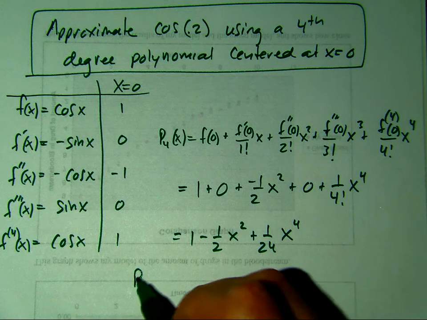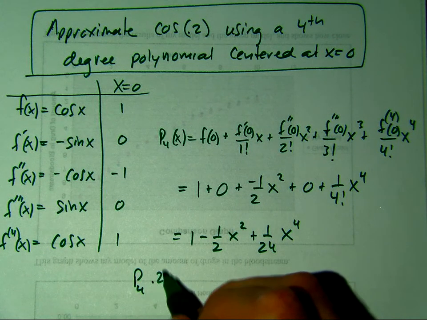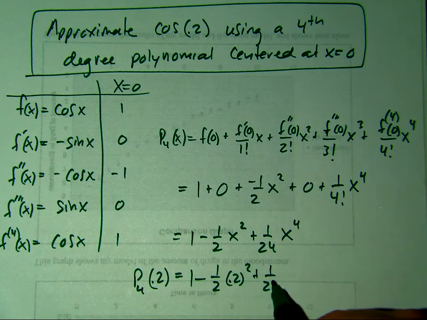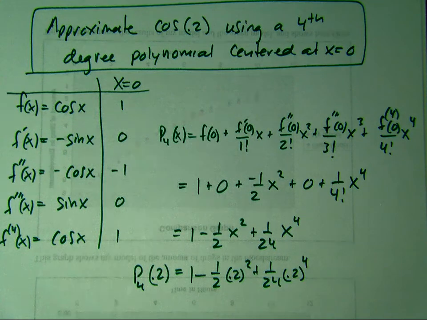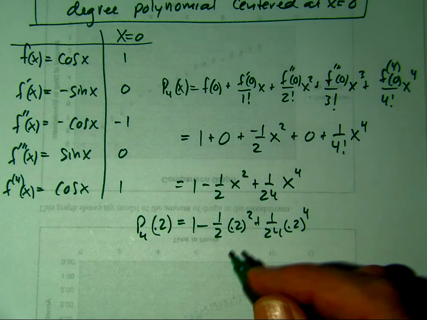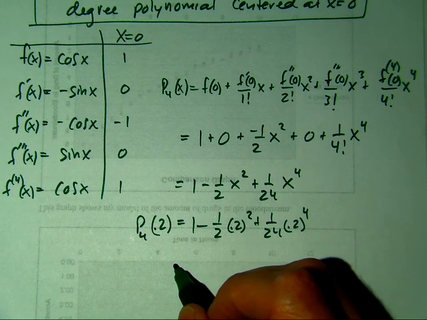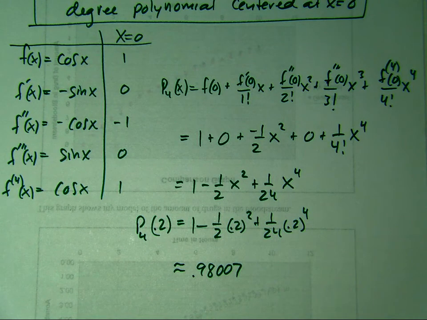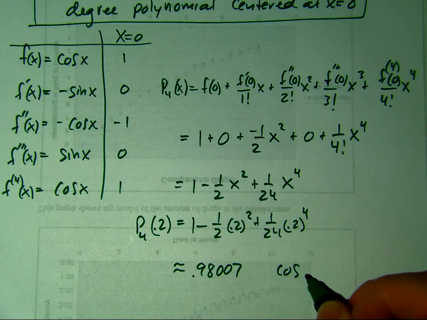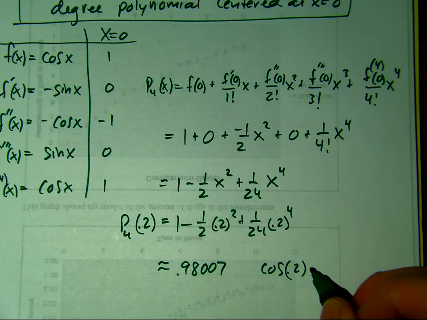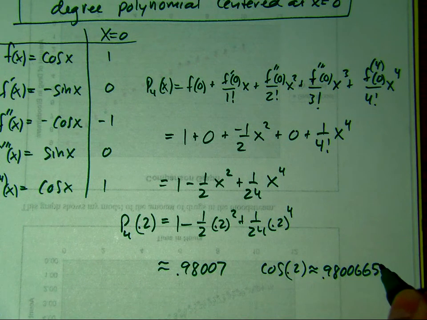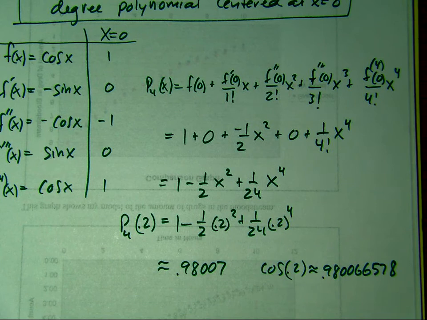We want to know the value of the polynomial at 0.2, so we put 0.2 in there. And that is approximately 0.98007. On the calculator, cosine of 0.2 is 0.980066578. The approximation gives that, so pretty accurate.